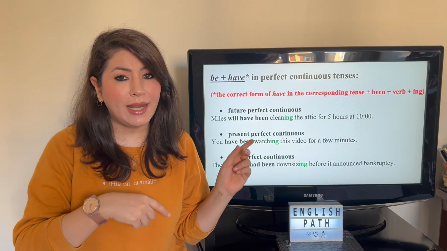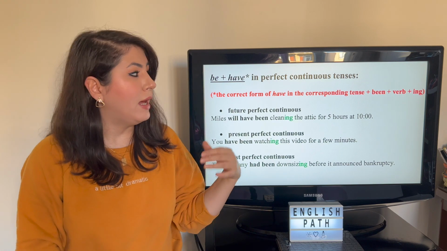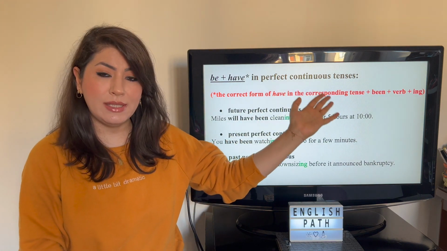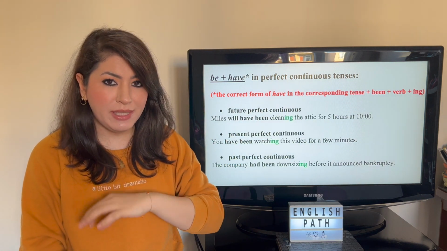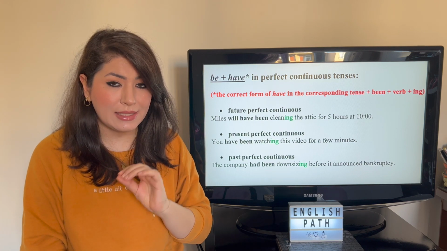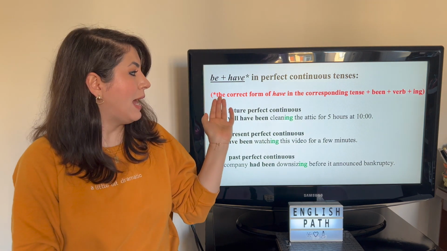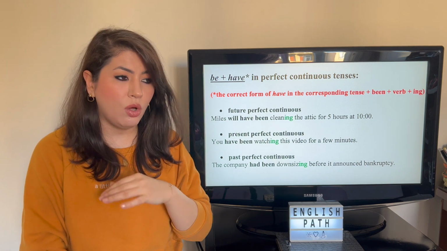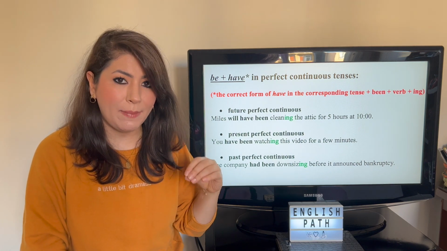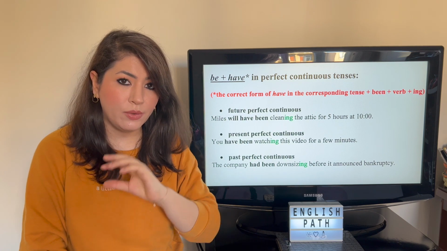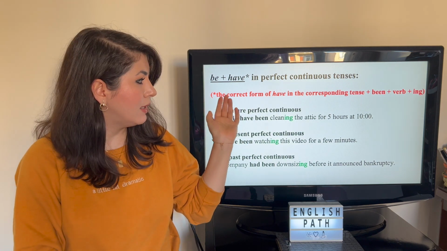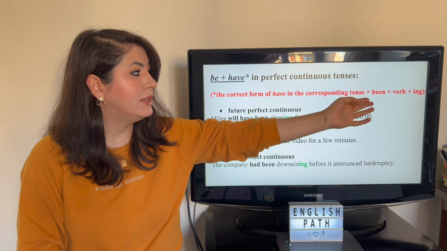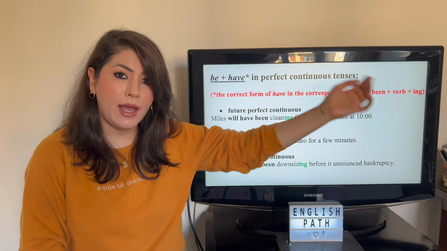Here comes the point that I mentioned a bit earlier about perfect continuous tenses, which use be and have together as their auxiliary. Have changes in the corresponding tense, but be is always been. It's always in the past participle form. So the general formula is the correct form of have, been, verb, ing.